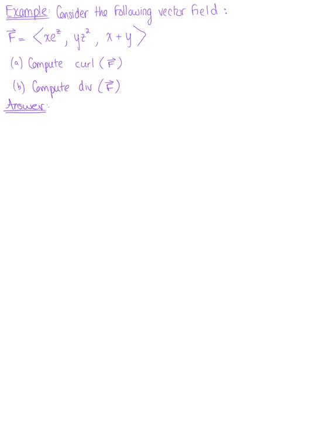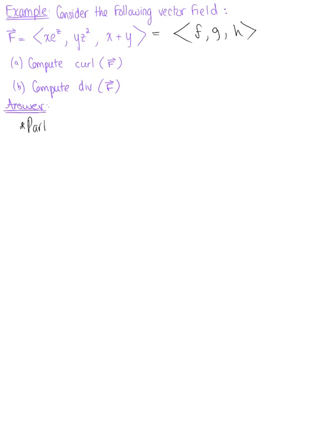Consider the following vector field. We have the vector field F defined by components x times the natural exponential raised to the z, y times z squared, and x plus y. We're asked here to compute the curl of the vector field and then compute the divergence of the vector field. We'll keep in mind here that we have a vector in 3 dimensions, so our components are defined as f, g, and h.